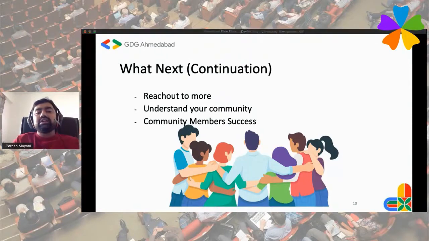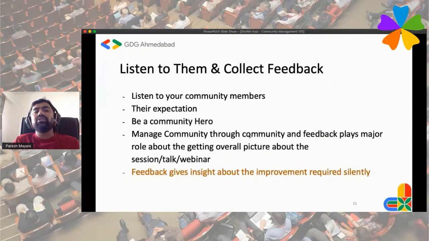And as I say, in business we used to believe in customer success managers, who focus on customer success. But here, we community managers should be focusing on community member success. The more you make them successful, the more you enable and empower them, the more they would be directly or indirectly supporting your community, and that's how you will grow with your community. So how? First thing, listen to them and collect feedback.